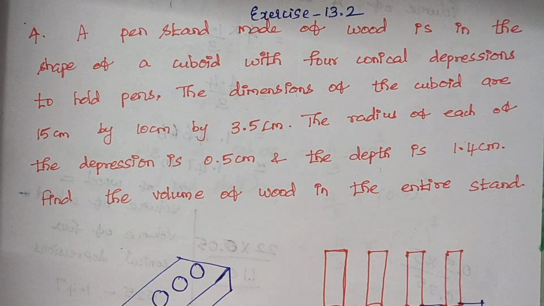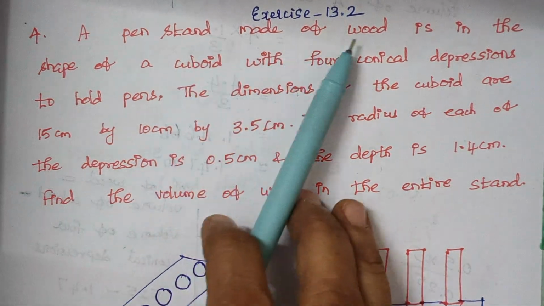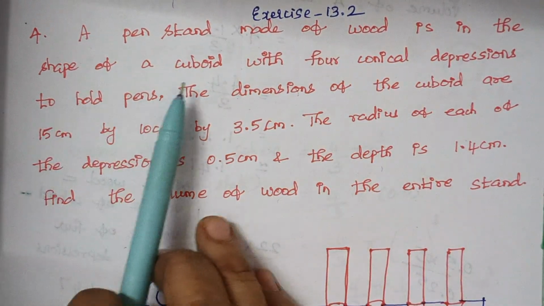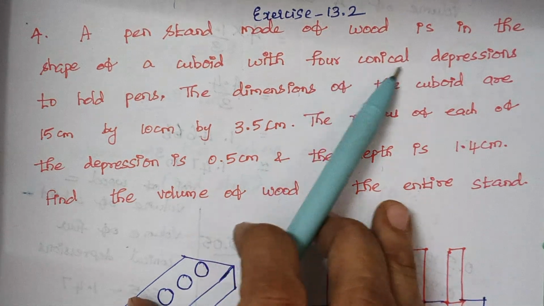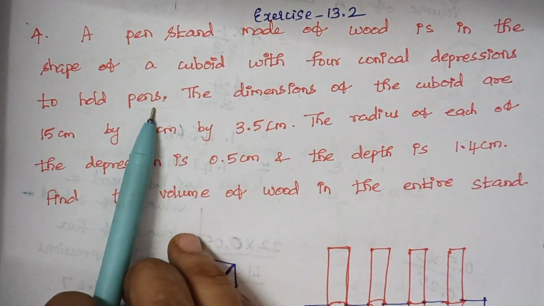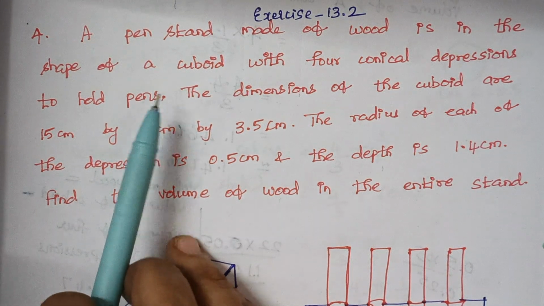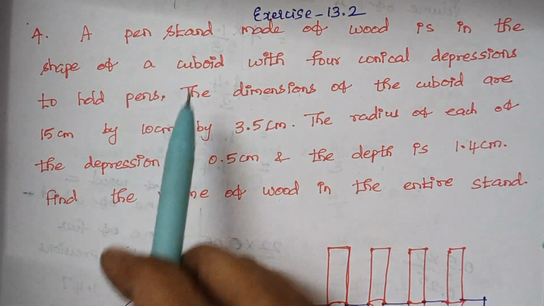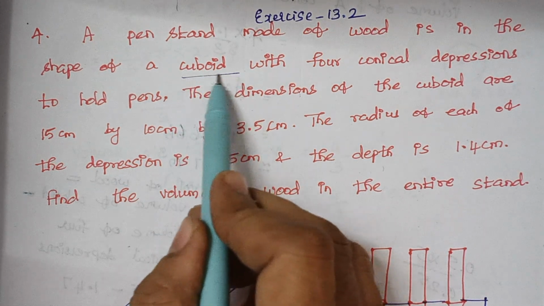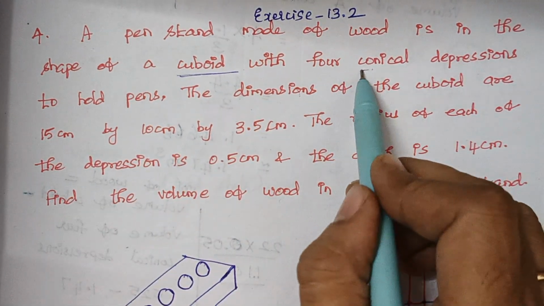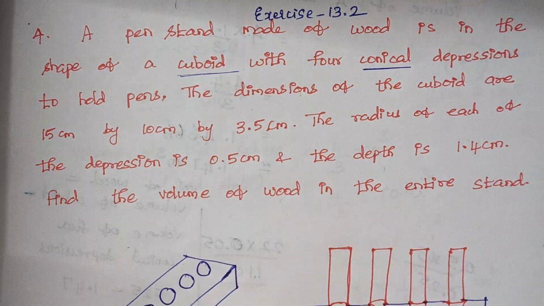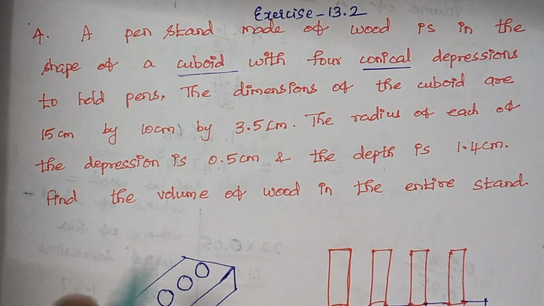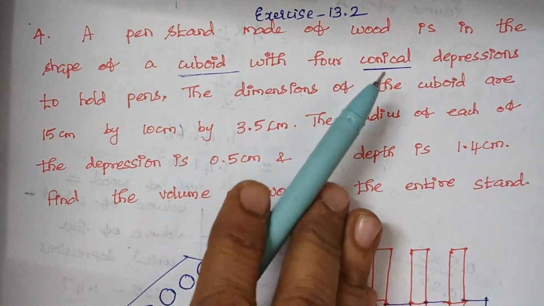Today we are going to solve problem 4 in exercise 13.2. The problem is: a pen stand made of wood is in the shape of a cuboid with 4 conical depressions to hold pens. So now we are going to discuss a pen stand, right? What is its shape? It is in the shape of a cuboid with 4 conical depressions. So here we are going to discuss a cuboid and a cone.